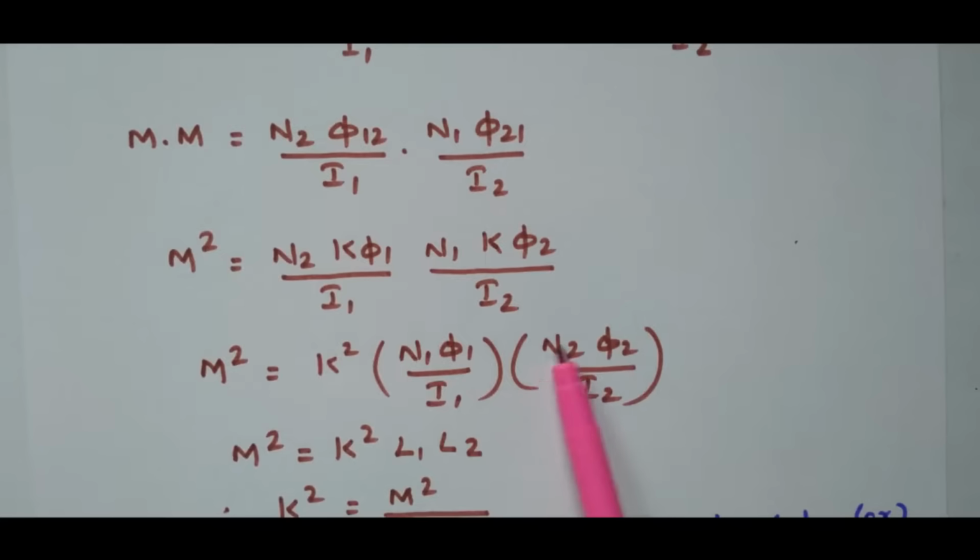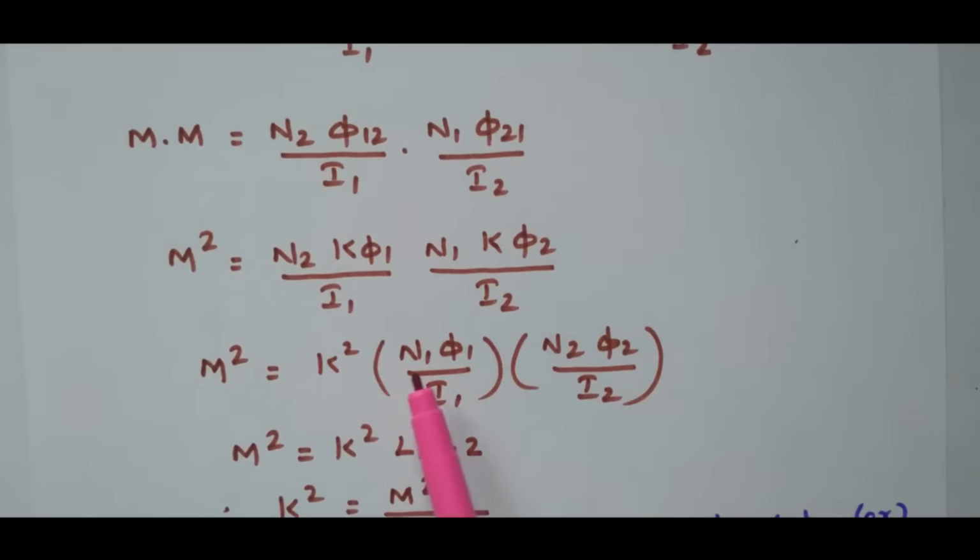Coil 2 terms are written separately. For example, N1 φ1 by I1, N2 φ2 by I2. Both coil 1 terms and coil 2 terms are written separately. So M² equal to K². What is this? This is nothing but inductance.